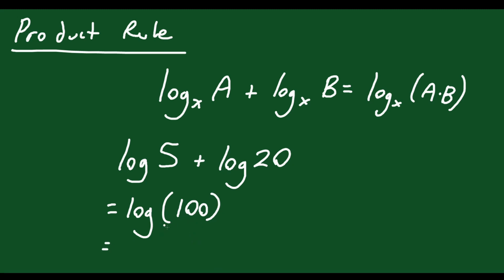You're asking yourself, what exponent do you raise 10 to get 100? It's just 2, right? 10 squared is 100. So log of 100 is equal to 2, all right? So that's where the product rule might come in handy.